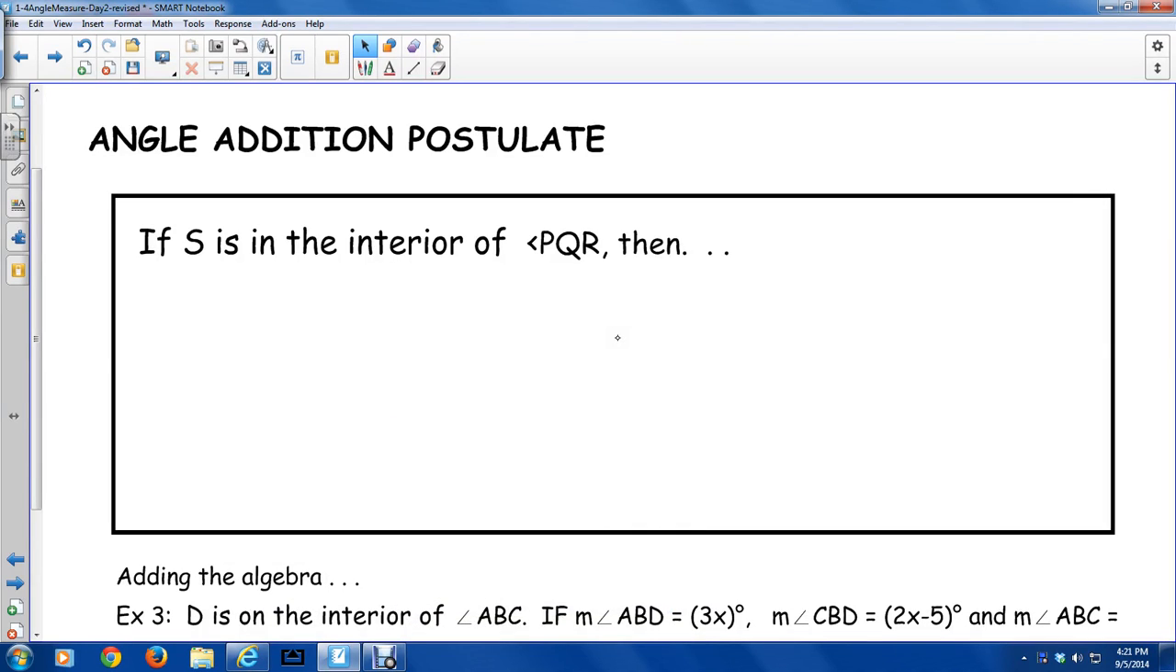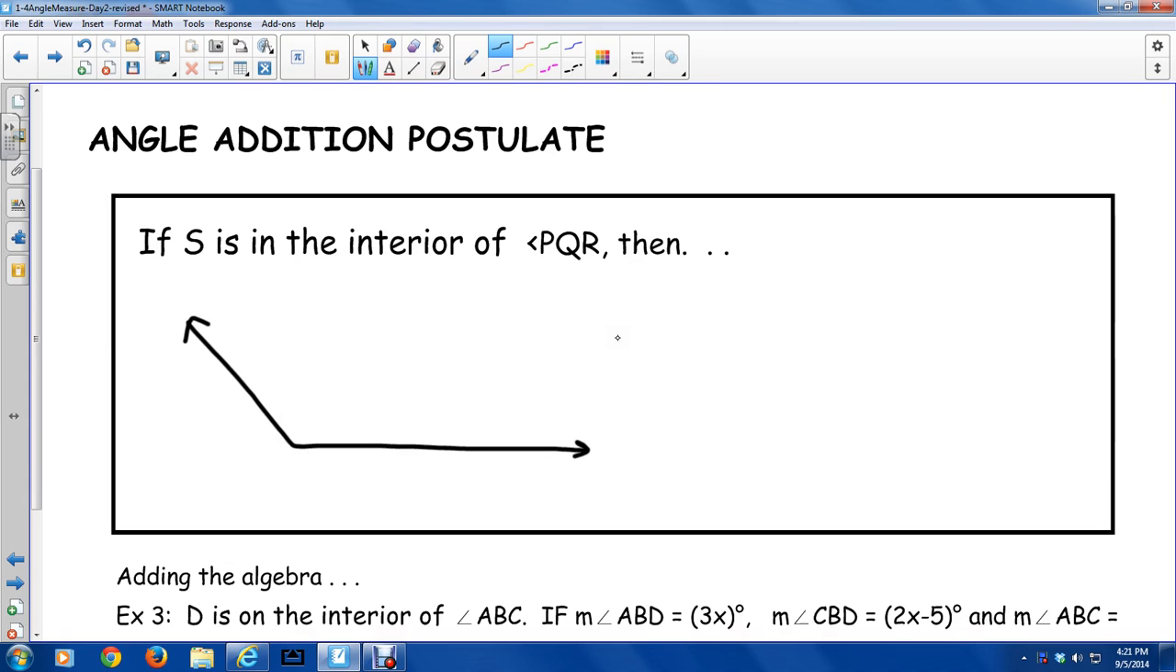Okay, this video is going to take the concept of segment addition postulate, if you're familiar with that, and apply it to angles. So we're going to start with, we need to be able to interpret what we're given and draw pictures having to do with angles. We've got S is in the interior of angle PQR. So let's draw an angle.